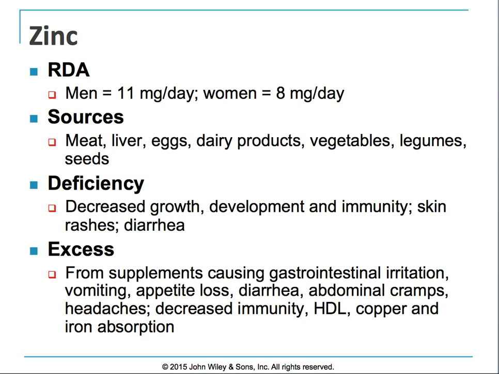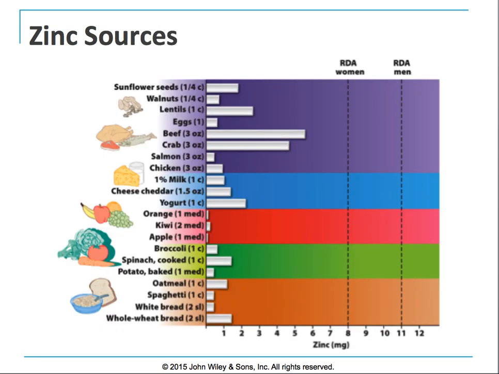Zinc excess can be caused by supplements, which can lead to gastrointestinal irritation, vomiting, appetite loss, diarrhea, abdominal cramps, headaches, decreased immunity, decreased levels of HDL, so high density lipoprotein, copper, and iron absorption. And then sources of zinc, you see a lot of them there in the protein sources up top, then also in dairy, and some in the vegetables and whole grains.